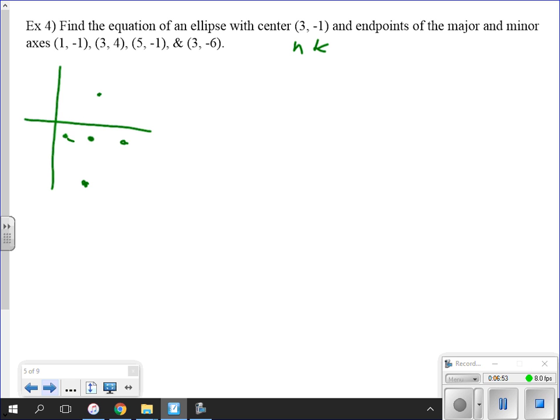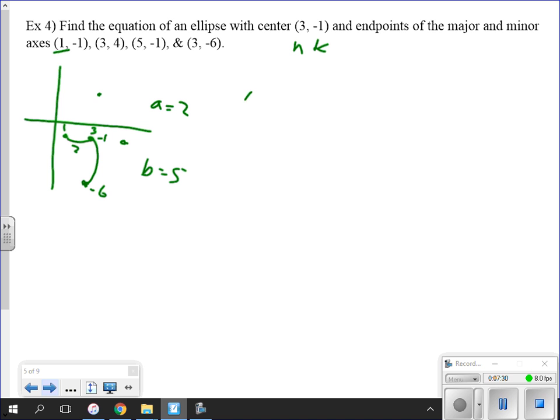Our a is this distance here. And we're going from 3 to 1. There's 1, there's 3. So our a is 2. And then our b is this distance here. And we can either go up or down, it doesn't matter. This is -1 on the y. And this would be -6 down here on the y. So we traveled how many units? 5. So our b would be 5. And like I said, you can go up, down, left, right. It doesn't matter which one. Just know your a is your x direction and your b is your y direction.